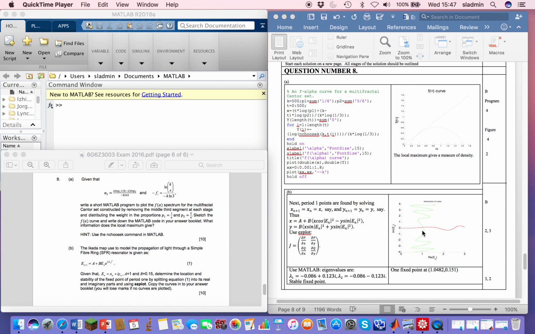So the eigenvalues for this one fixed point are given here, and because the modulus of these eigenvalues are both less than 1, then this is a stable fixed point. So this single fixed point is stable. And as I said, we have done a few examples like this in class. And this concludes the solutions for question number 8.